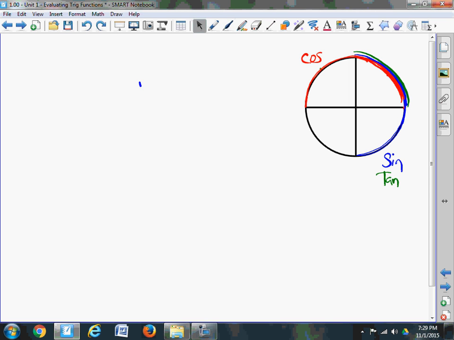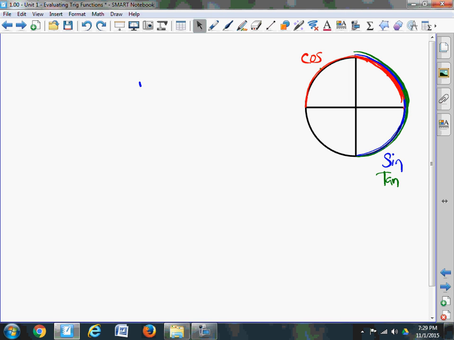But we actually prefer tangent to be in the fourth quadrant, because then it's going to be easier when you're doing inverses, because anytime it's negative, it's just the negative angle. And we'll see what I mean by that.